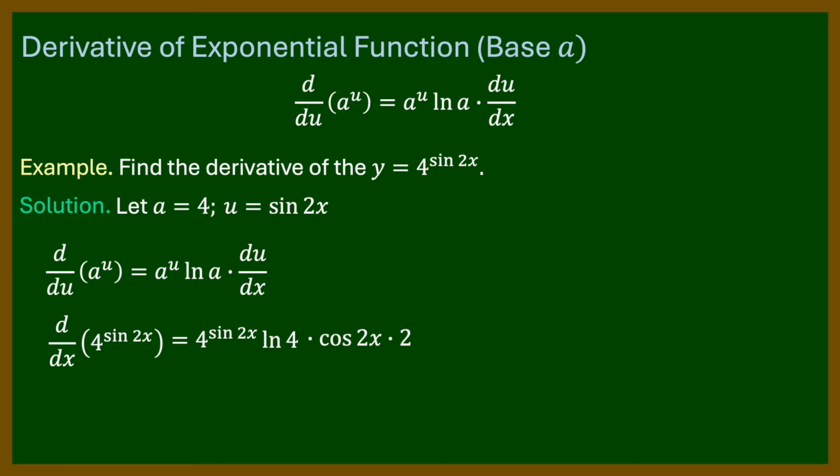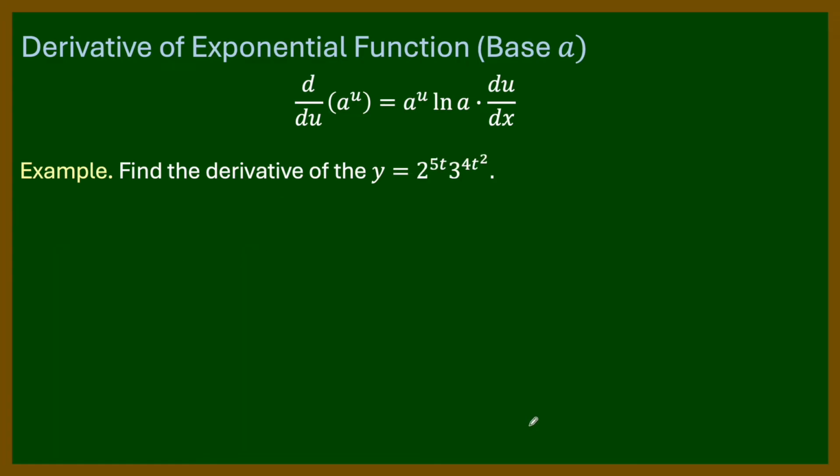And then, let's just arrange it. Separate the constants and the terms with variable x. The constants here are ln of 4 and 2. And then follow it with the terms with variable x, which are cosine 2x and 4 to the power of sine 2x. And this is our final answer.